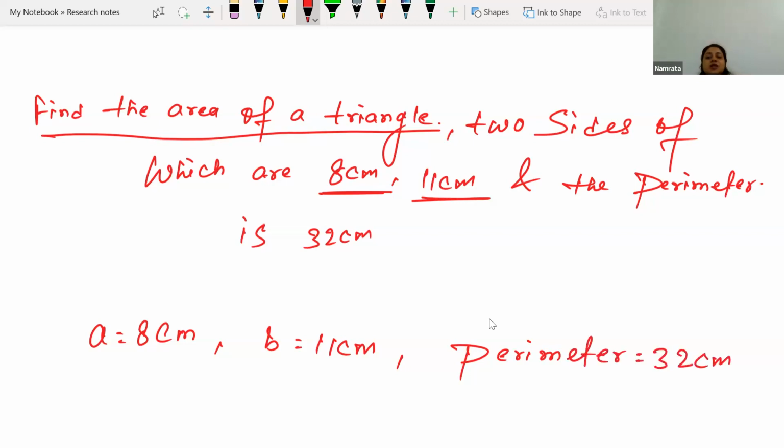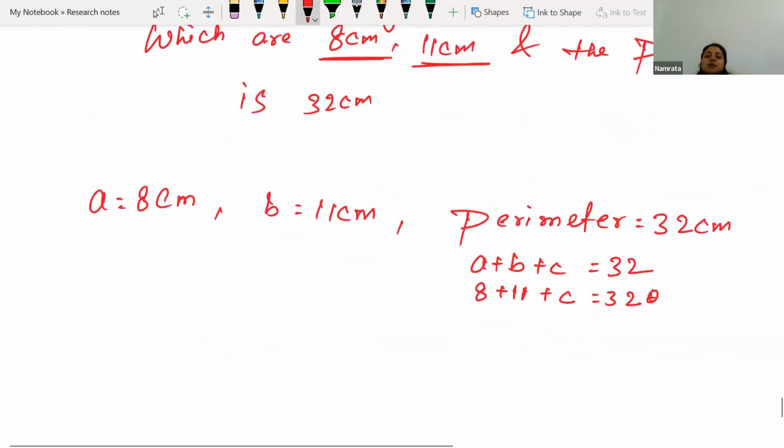Perimeter is given as 32 centimeter. And now, as you said, perimeter means just the sum, like walking along the boundary. So A plus B plus C, we already know it's 32 centimeter. From here, the A value we already know is 8, the B value we already know is 11, the C value we need to calculate from here. Let's calculate it. So for C we will have 11 plus 8, that is 19, and 19 we will shift to the other side. We will have 32 minus 19, that is 13. Is it okay? Please check the calculation, everyone.